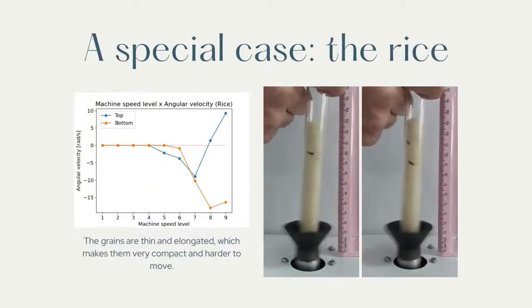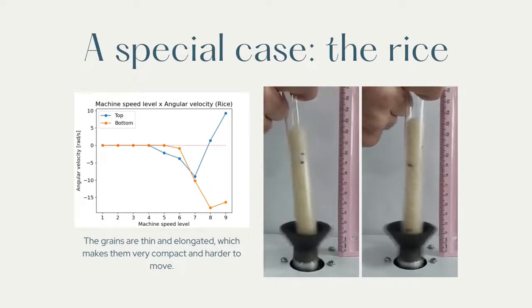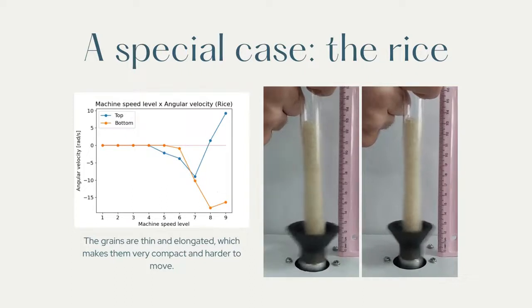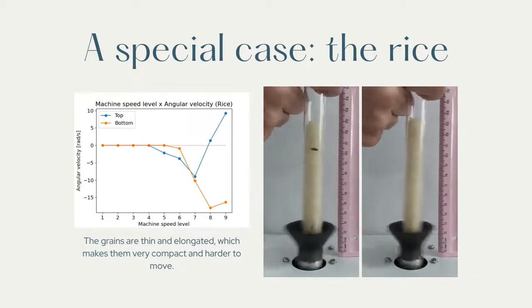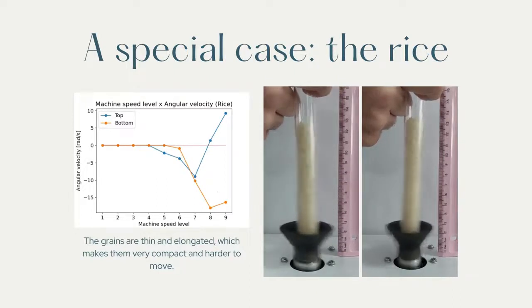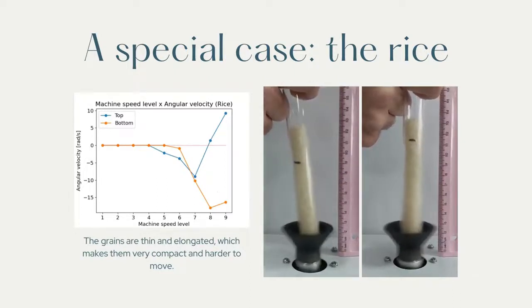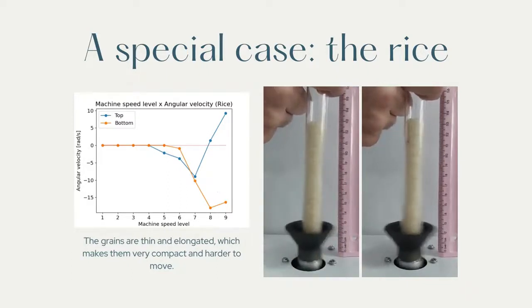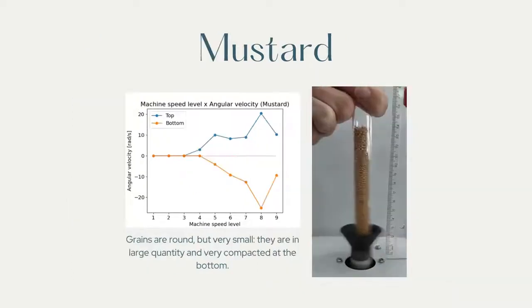Rice was different though. The grains will remain still up to frequency level 5, where the top grains will begin spinning counterclockwise. In frequency level 6, all rice grains will spin counterclockwise before turning to opposite directions at levels 8 and 9. We believe this has to do with the thin, elongated shape of the rice, which contributes to a more compactified state and increased surface contact. As a result, it causes greater friction.